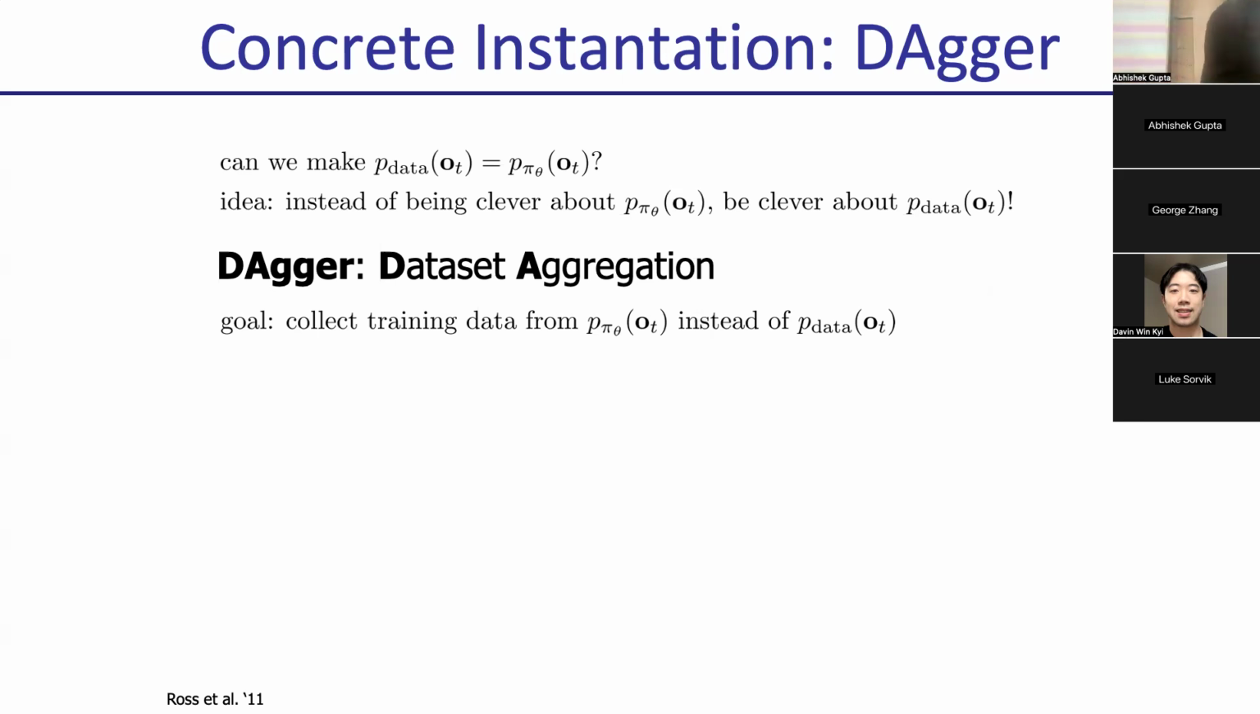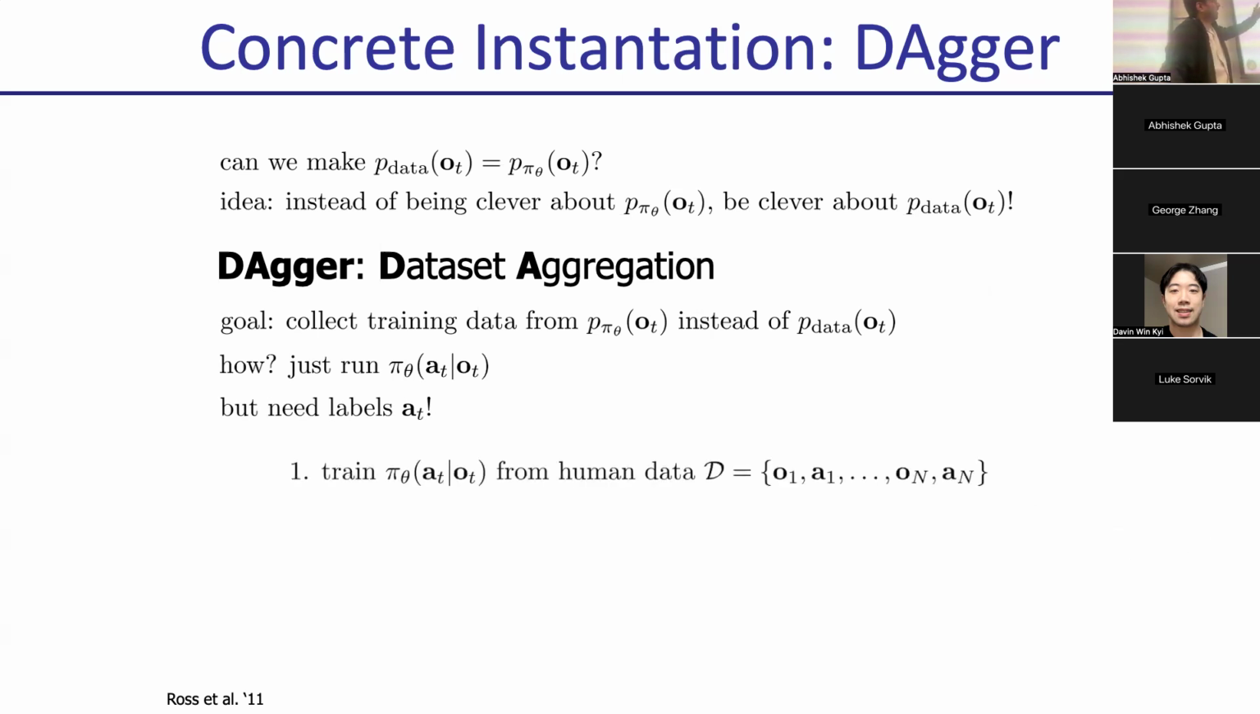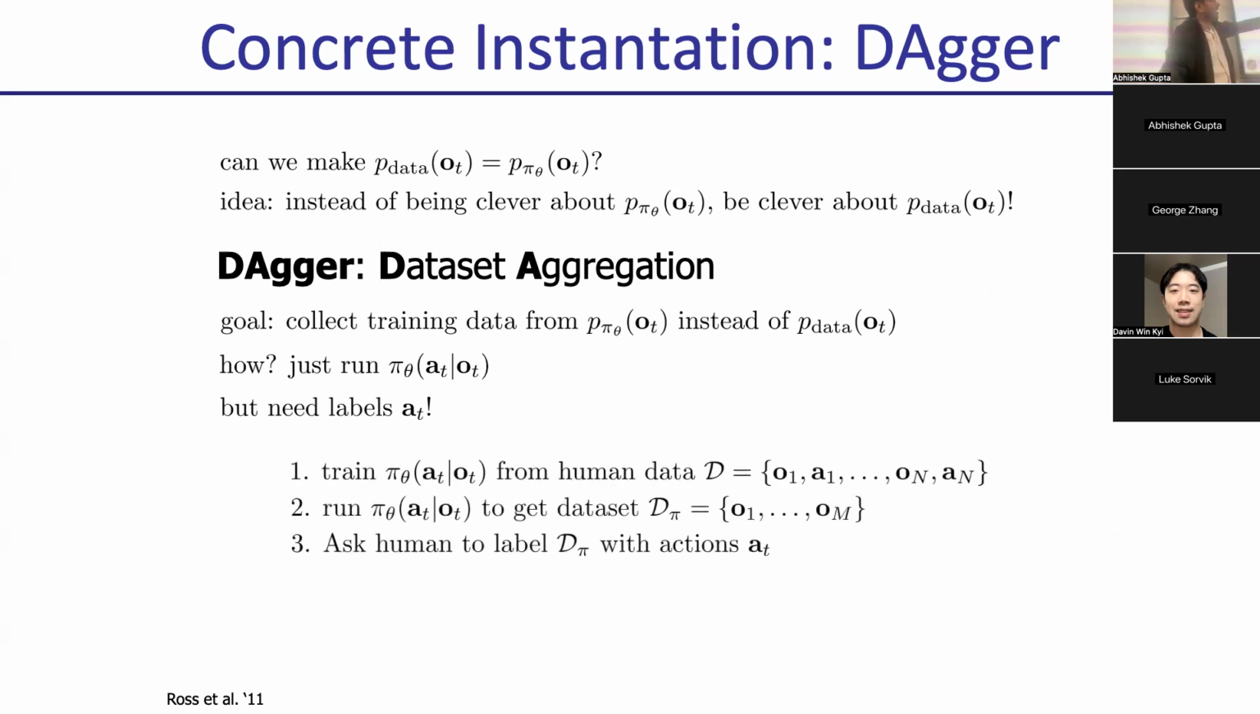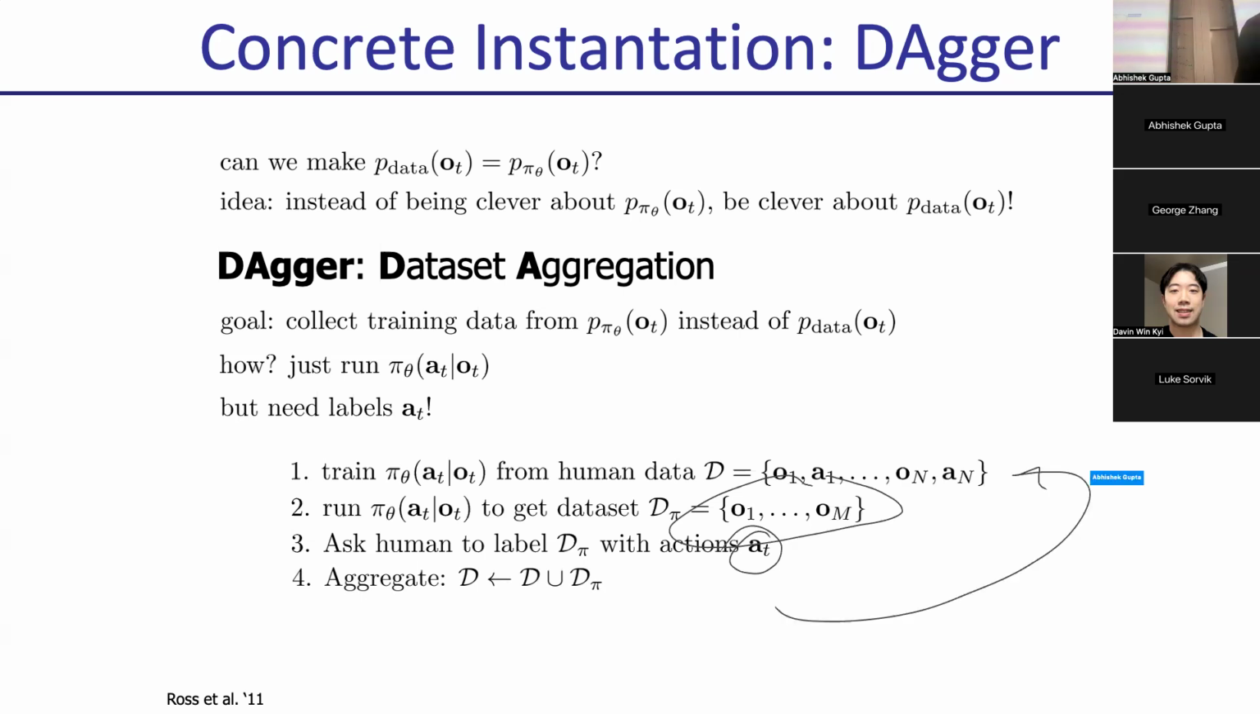The overall algorithm looks something like this. You're going to run behavior cloning first. You'll get pi theta. You'll run pi theta forward in the world, closed loop. So you'll run it, you get observations, you'll run it, you get observations. That can be suboptimal. But what you're going to do is ask a human to label the states that you visited with optimal actions. You're going to add that data set of the states that you visited, with actions labeled by an expert, back to your data set, and then you're going to repeat.